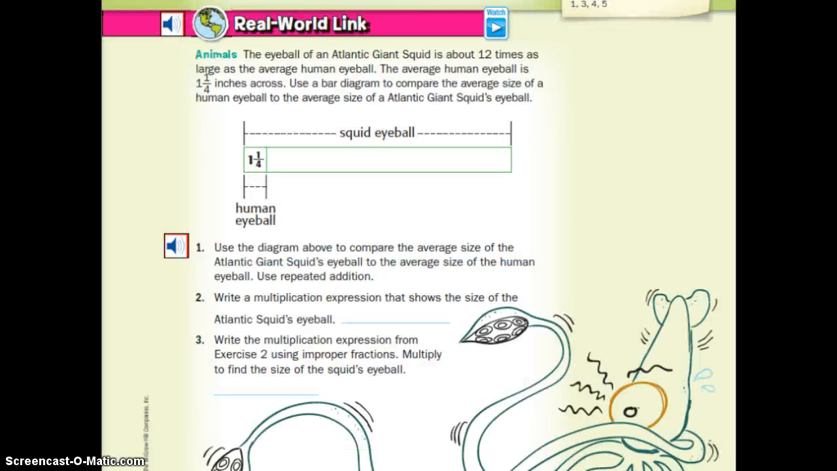Alright, in the real world problem, the eyeball of an Atlantic giant squid is 12 times as large as the average human eyeball. The average human eyeball is 1 1/4 inches across. Use the bar diagram to compare the size. That means I have to break this into 12 equal parts. Please do not count this. I don't know if there's 12. Okay, let's do it. 1, 2, 3, 4, 5, 6, 7, 8, 9, 10, 11, 12. Oops, one too many. So I'm just going to black this guy out like he doesn't exist. Now we have 12 equal parts.